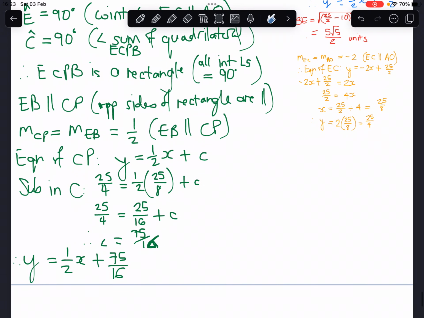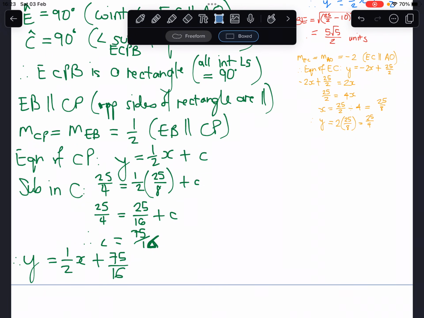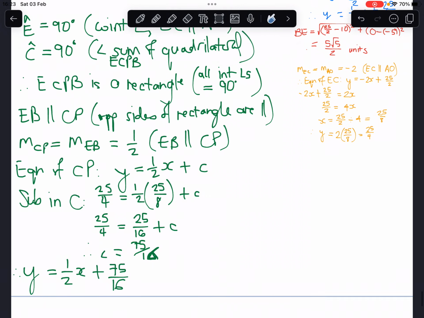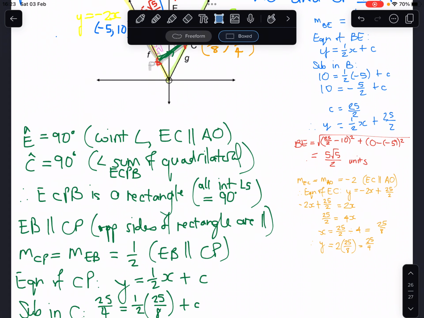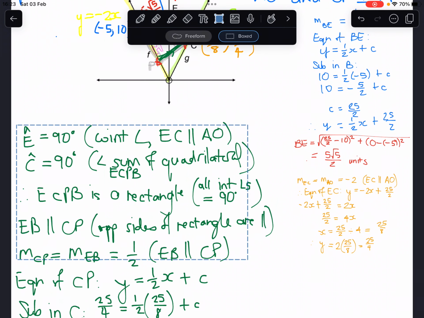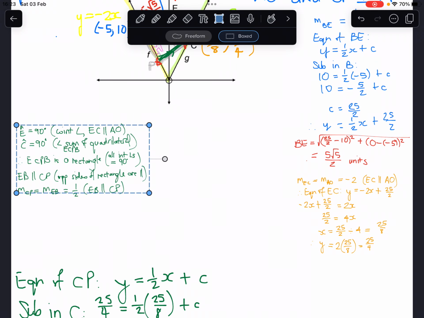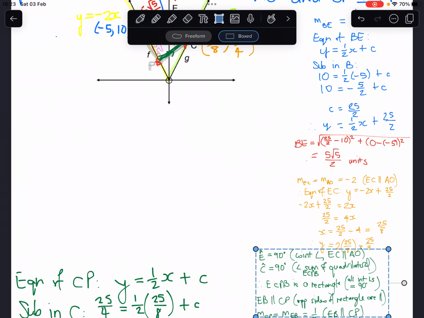But first, we shrink. Can I move this here?